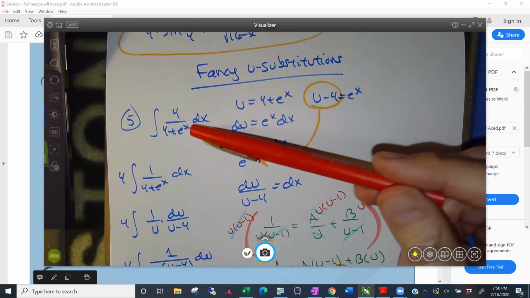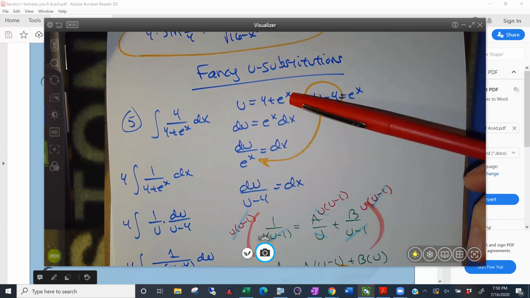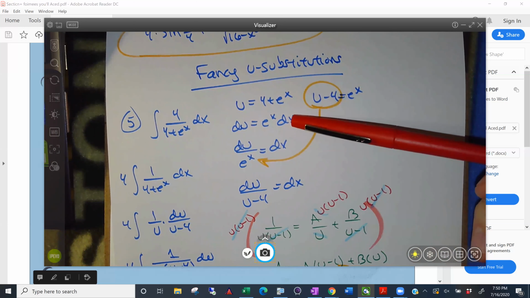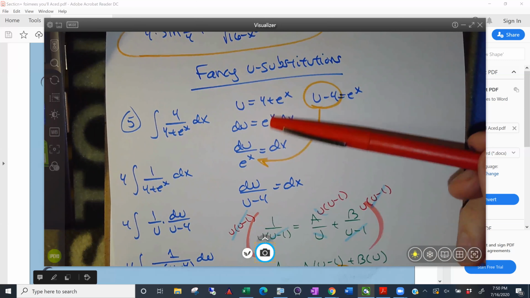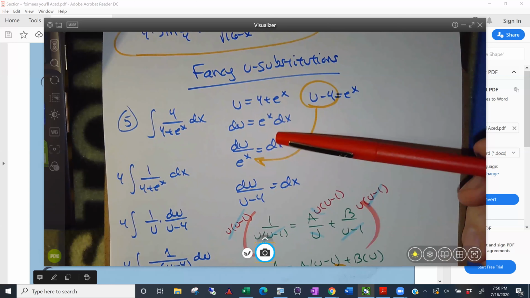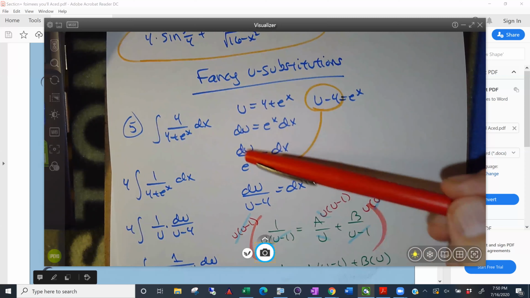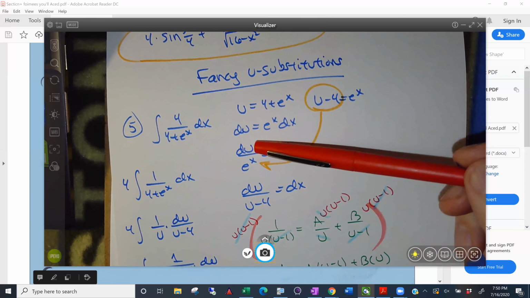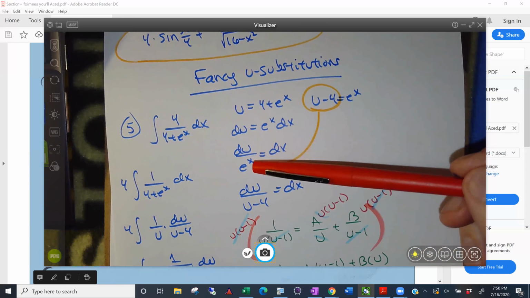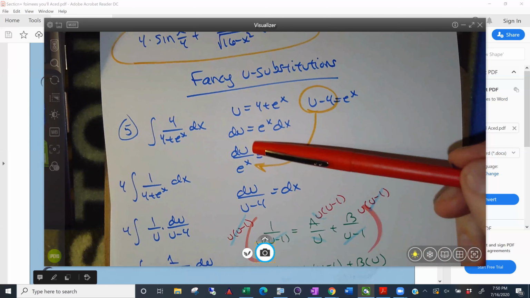We kind of wanted to get rid of this term down in the denominator. So we did a u substitution. It didn't really go very far. So then we said, all right, well, if I wanted to follow this, then I could move this underneath here. That gives me du over e to the x equals dx. I did need a substitution for dx, so that was nice. But I can't have mixed variables. I can't have u and x in the integral at the same time. It's one or the other.